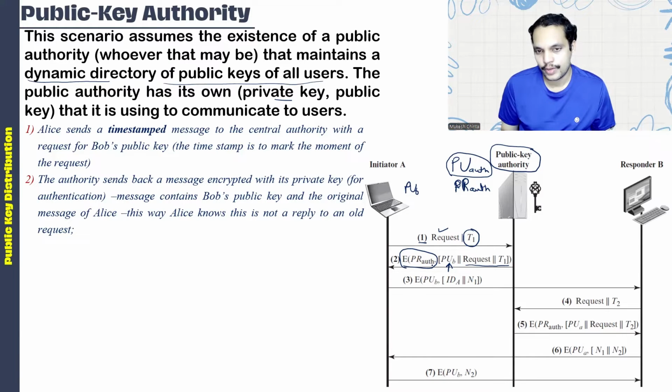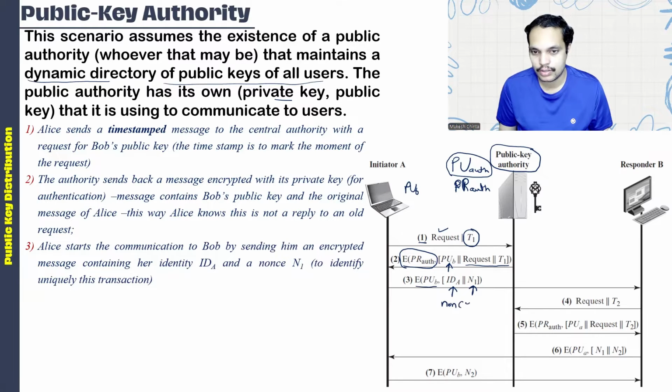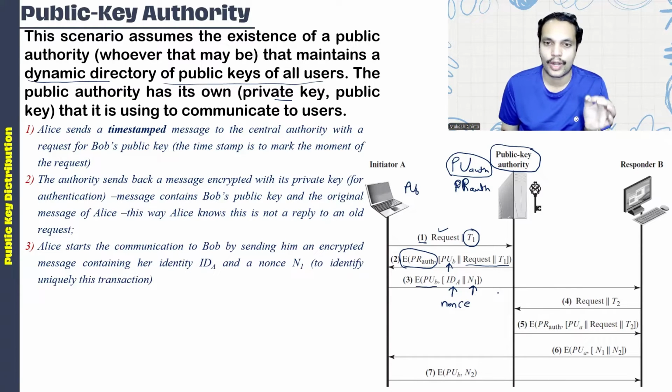Okay. Now, after these two messages, A is going to send a message directly to B, which is encrypted using the public key of B, and which includes the ID of A, the identifier of A, and also something called a nonce in the third message. A nonce is typically a pseudo-random number or a bit string used only once in a cryptographic communication to prevent replay attacks and also ensure integrity of the message. So a nonce is used only once. It uniquely identifies this transaction. This message is sent to B.